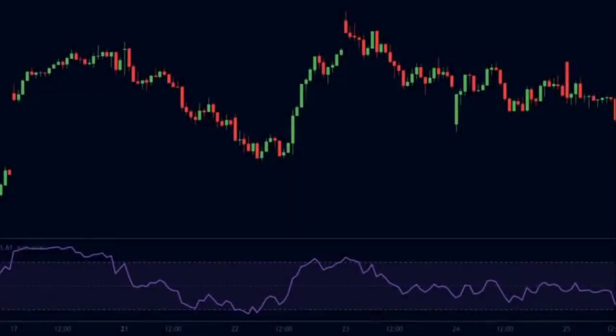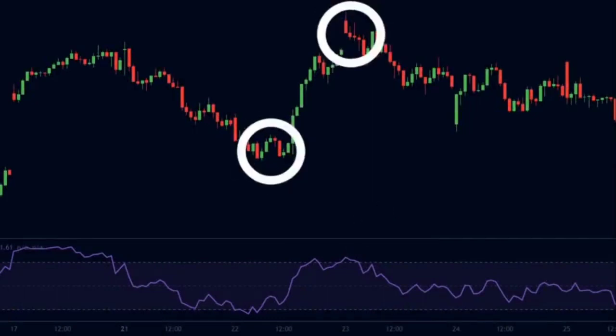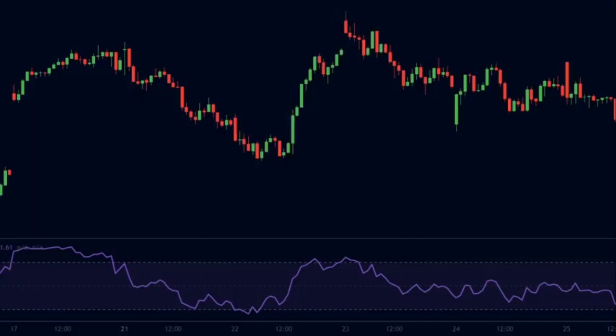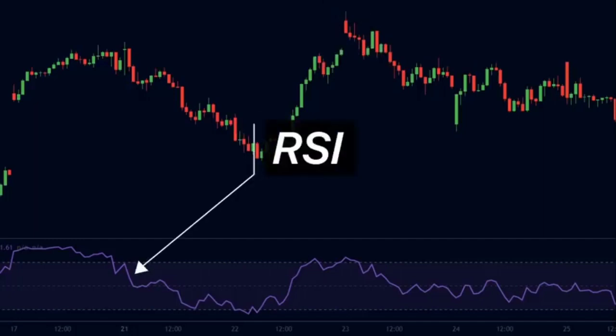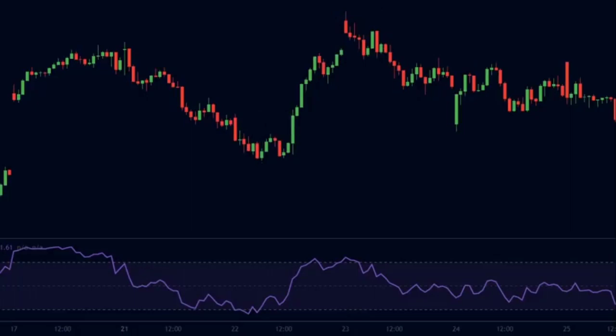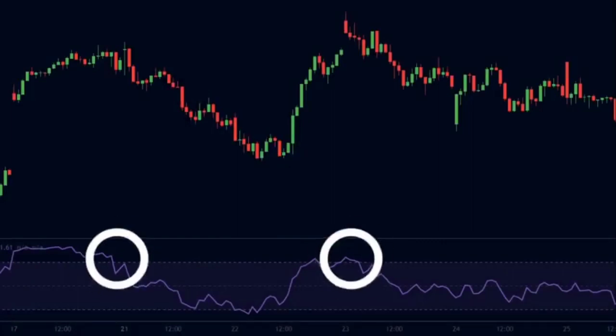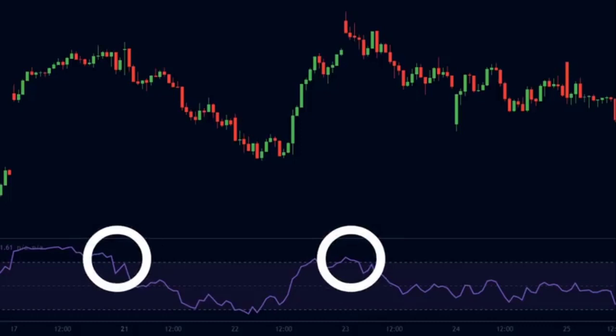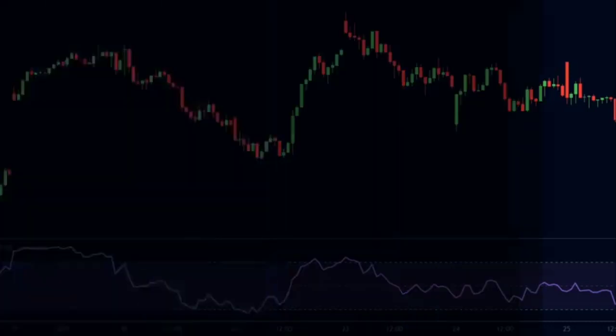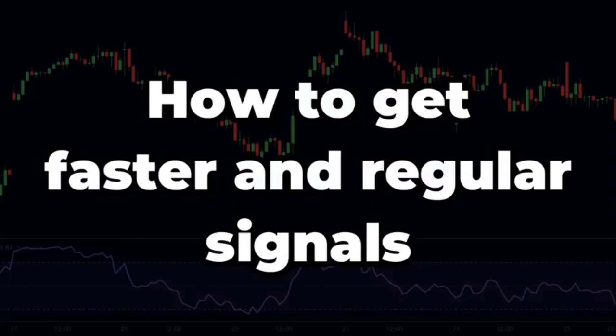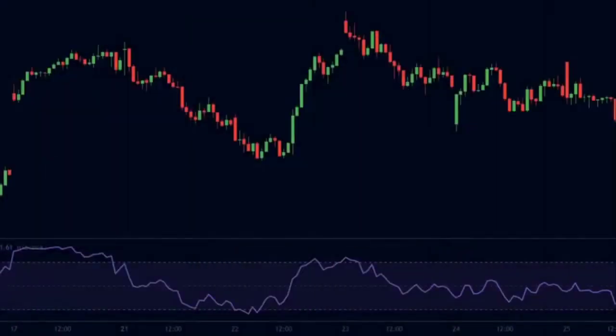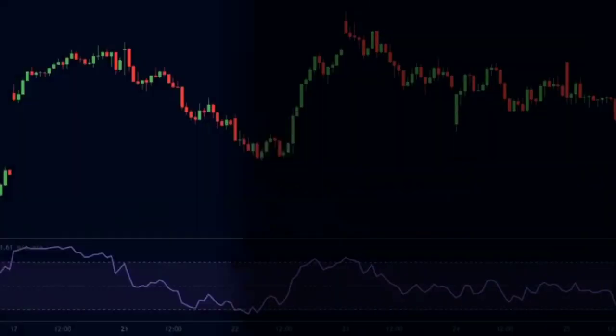When trading, knowing the overbought and oversold zones helps us immensely in identifying reversals with ease. To do so, most traders use the RSI indicator. The problem with RSI is that it is a slow indicator. If you have traded the RSI, then you will surely know that RSI signals are sometimes very late and rare. So, what should we do to get faster and regular signals? The answer is using the stochastic indicator.